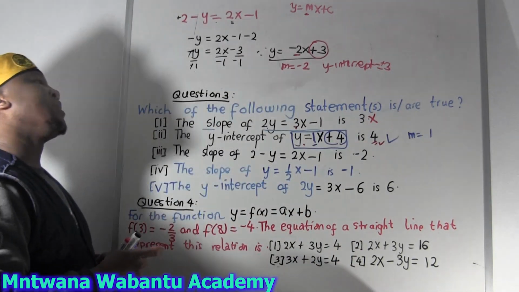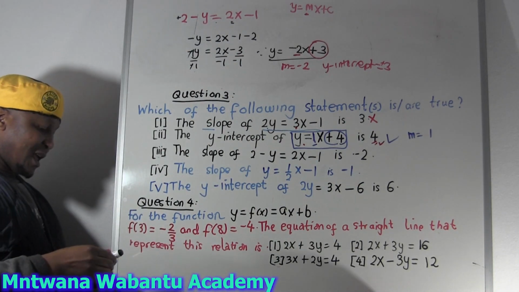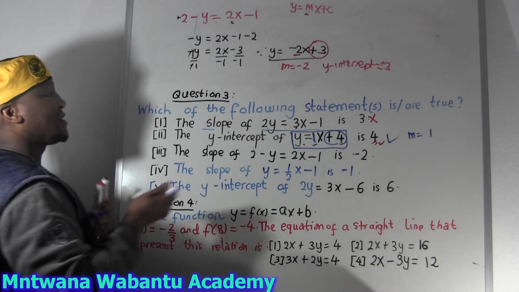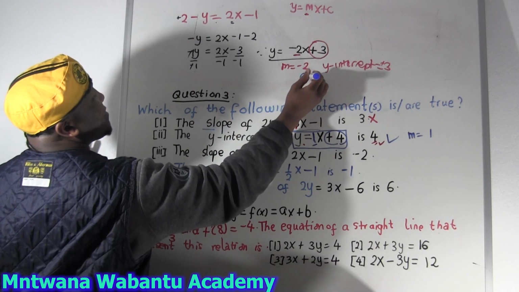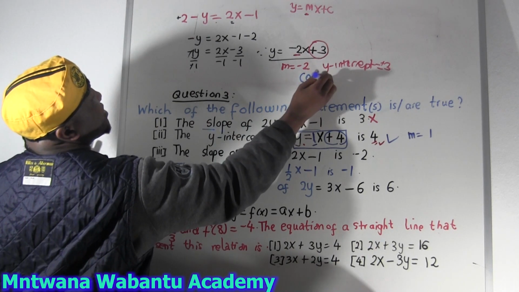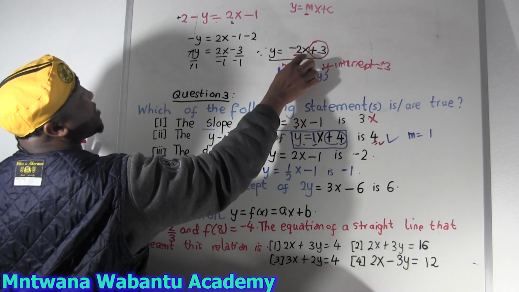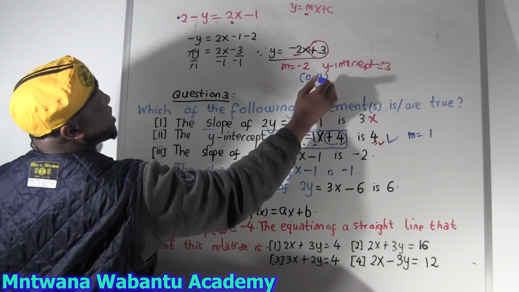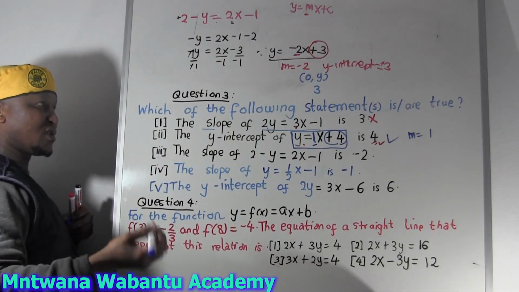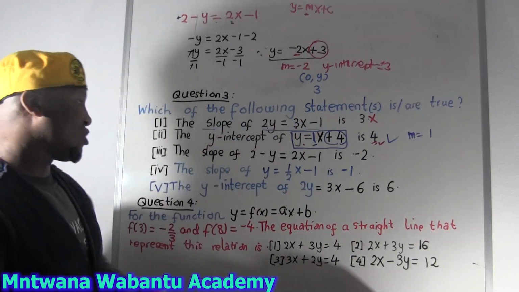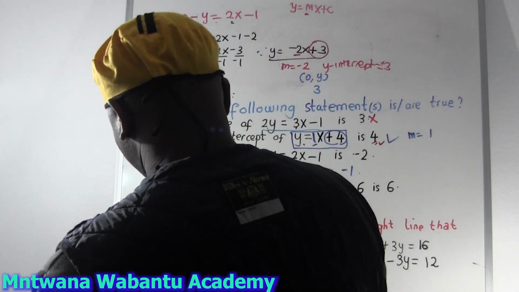Like I said, another method you can use: if I want to get the y-intercept, I can say x equal to 0 and put 0 here. Negative 2 times 0 equal to 0, plus 3 equal to 3. So yes, the y-intercept equal to 3 and the slope equal to minus 2. So this is true.